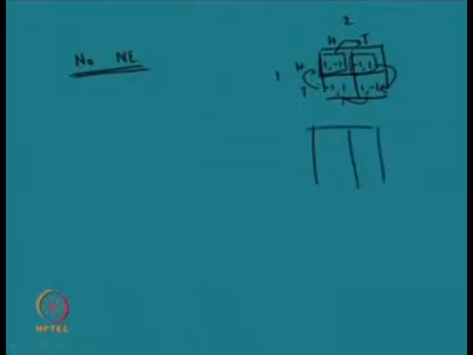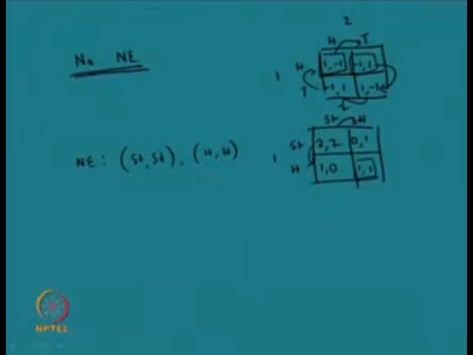What about stag hunt? In stag hunt, there are two hunters. This was the game, and we shall see that Nash equilibria are there. There are in fact two Nash equilibria, and these are STST and HH. From STST there is no profitable deviation, neither is profitable, and similarly from HH also there is no profitable deviation, because if someone deviates, for example, if player 1 deviates, she is indifferent between playing ST or H. In either case, she is getting 1.